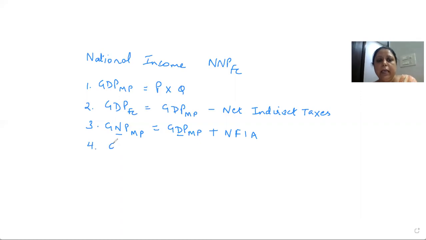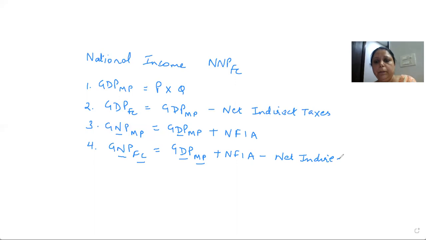Coming on to the next aggregate, that is GNP at FC. So simply, if we have to calculate from GDP, that is the gross domestic product at MP, from there, first we need to move from domestic to national. So for that, from domestic to national, again, we will be adding NFIA, that is the net factor income from abroad. And then from MP to FC, if we have to convert any aggregate from MP to FC, simply we have to minus what is known as the net indirect taxes. Right? So this is the fourth aggregate.